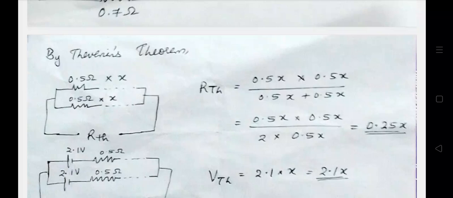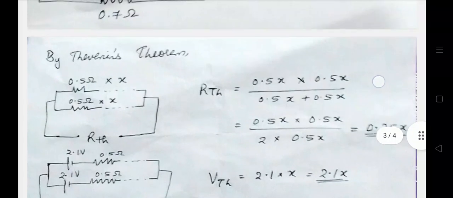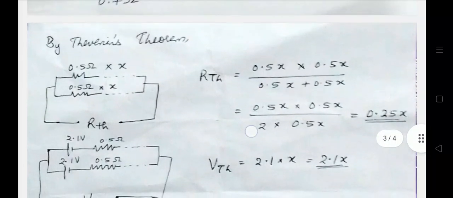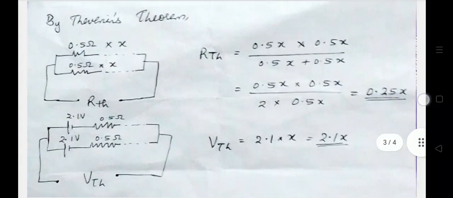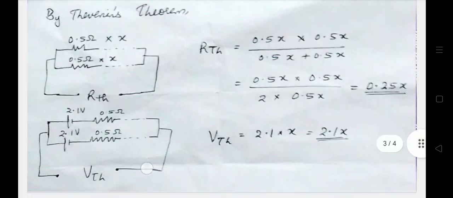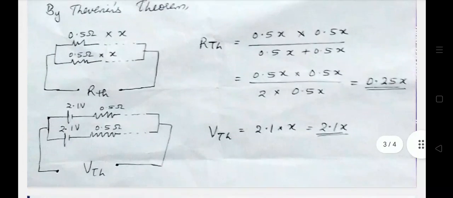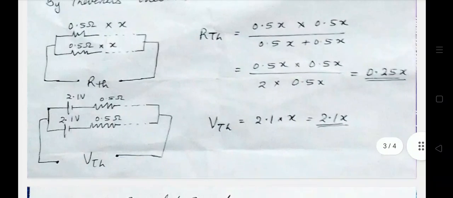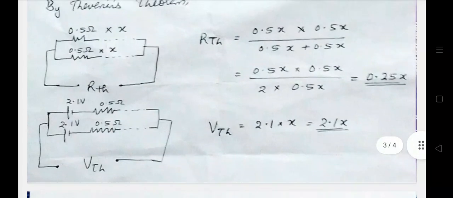Now finding RTH when resistances are connected in parallel. That is 0.5x into 0.5x, the whole divided by 0.5x plus 0.5x, and we get 0.25x. Now let's find Thevenin's voltage or open circuit voltage by open circuiting at the external resistance point. Removing the external resistance, and finding VTH across those terminals.